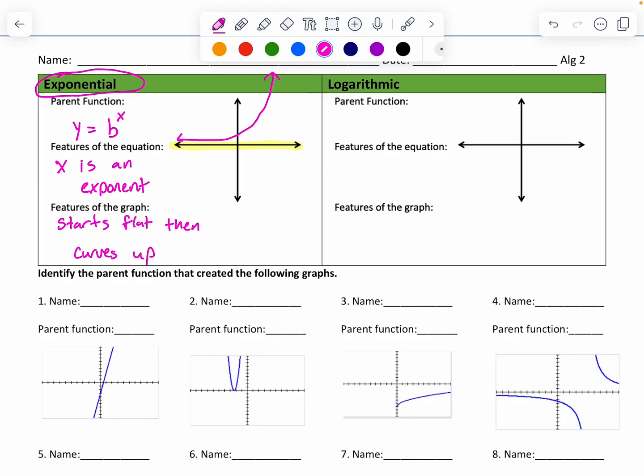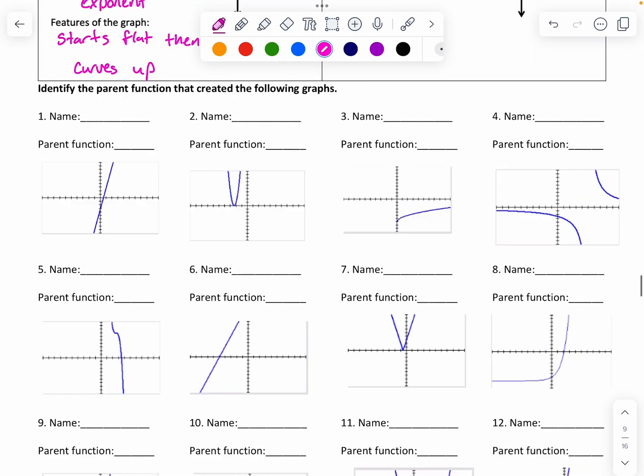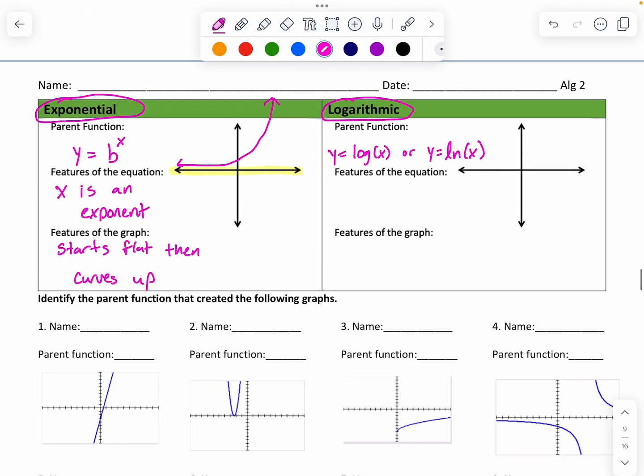Finally, the inverse of an exponential is a logarithm. Logarithmic functions are when you have y equals log x, or you might see it as a natural log, so y equals ln of x. When I write that, I like to do a cursive L. So y equals log x or y equals ln x, both of those are logarithmic. And we'll talk about what ln means next unit.